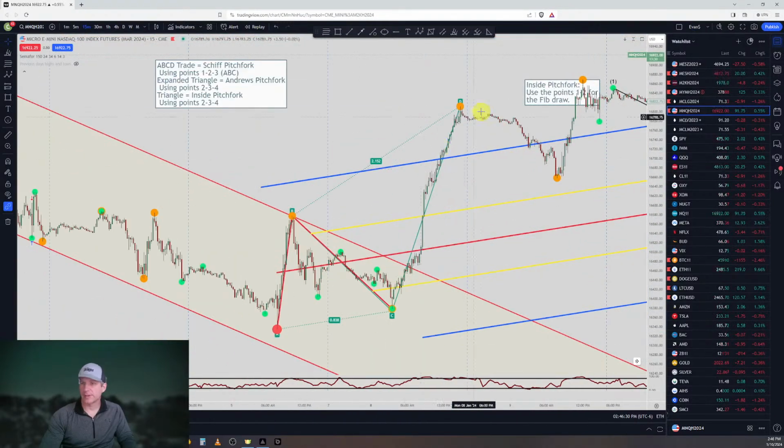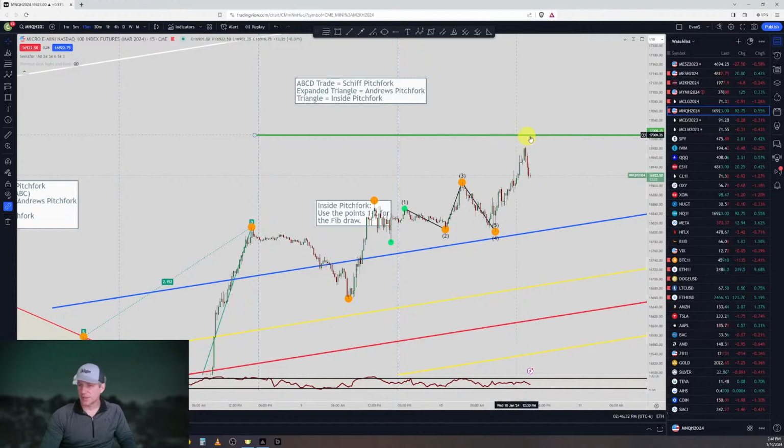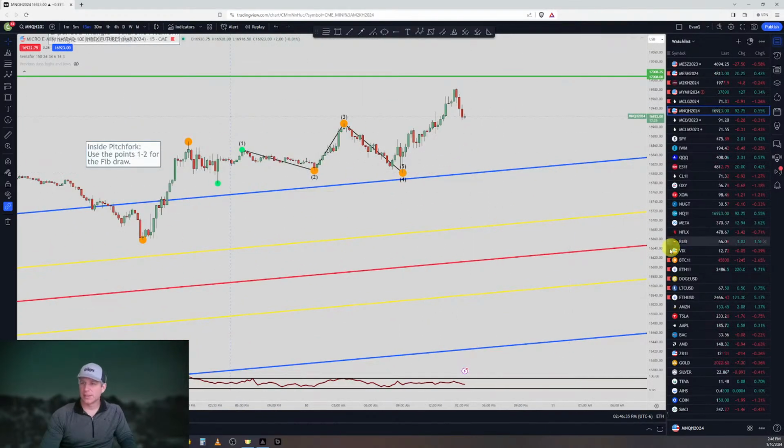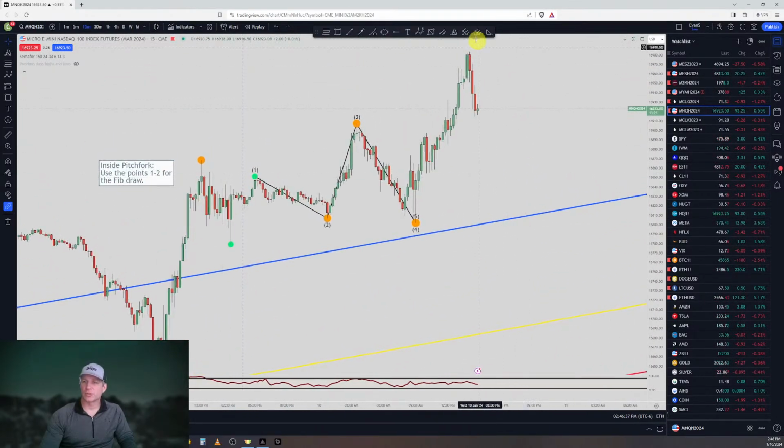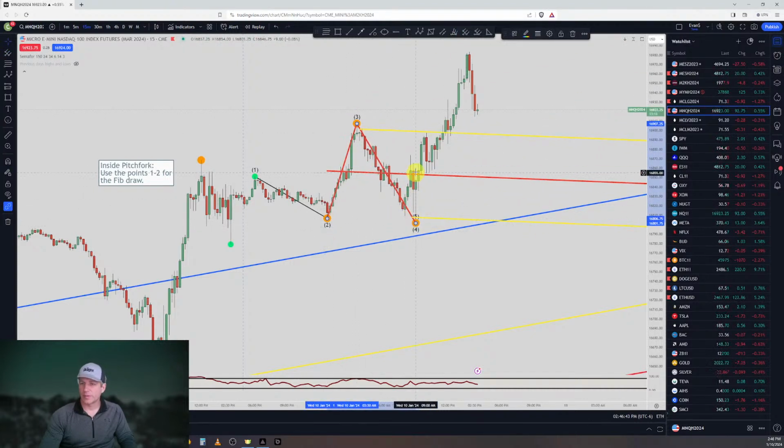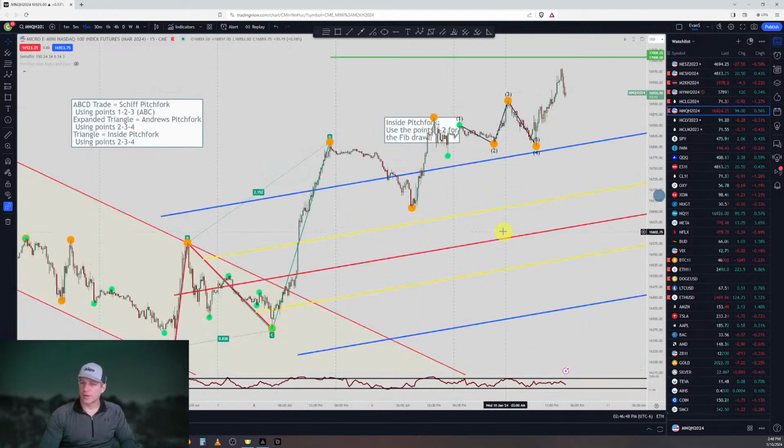So we just put that right there. So that's what that green target is. That's the target looking for to hit it. We had an expanding triangle trade right here. That looks like it went up and hit it. Yeah, no problem. Closed above it, and then a couple hours later hit it right there. So that's really the only thing right now.